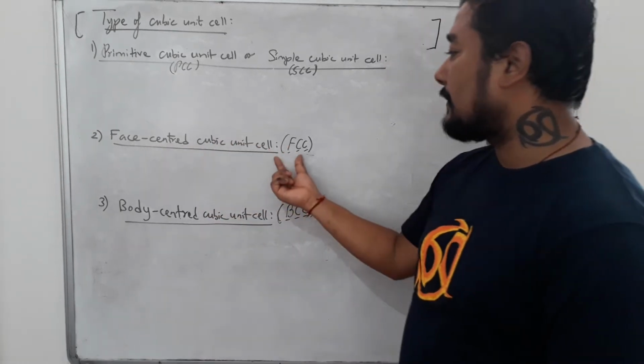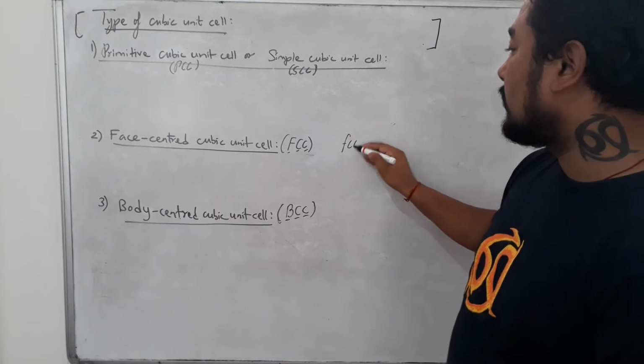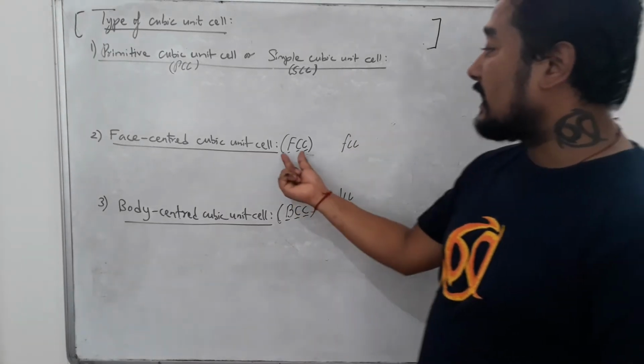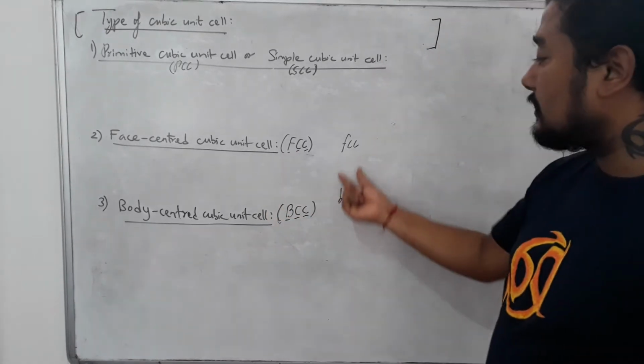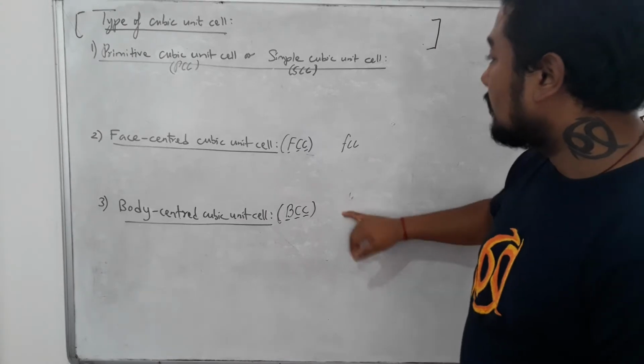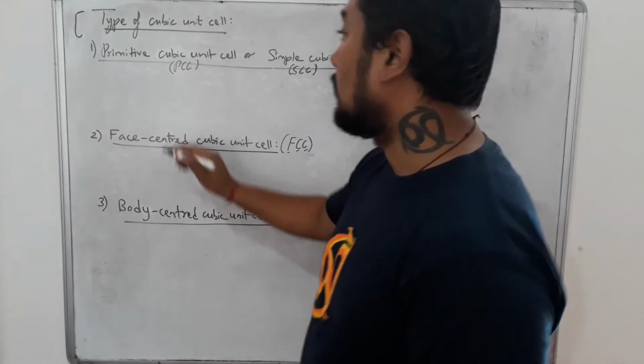So face centered is called FCC, and body centered is called BCC. But do not write small letter fcc and small letter bcc because they have different meanings. We have to write capital FCC, capital BCC. Small fcc and small bcc have different meanings that we will see in due course of time. So these are the 3 types of cubic unit cell. Now let us understand what these 3 are all about.